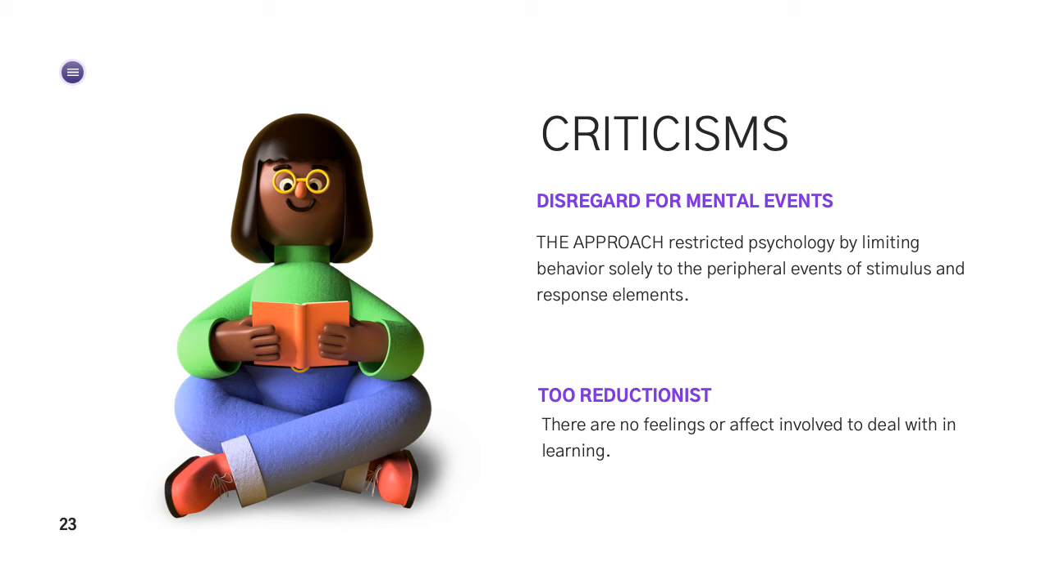Another criticism is that Thorndike's approach restricted psychology by limiting behavior solely to the peripheral events of stimulus and response elements. This makes the theory fundamentally physiological in nature. In so doing, it dismisses the importance of mental events. Thorndike ignored the central mediation of stimulus and response bonds.